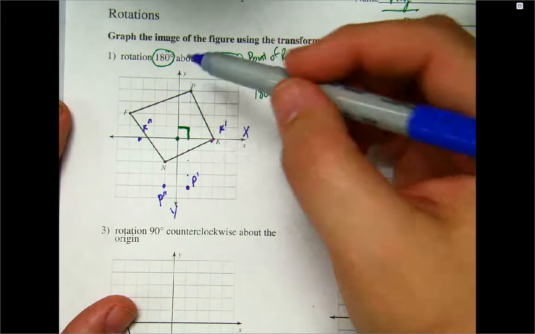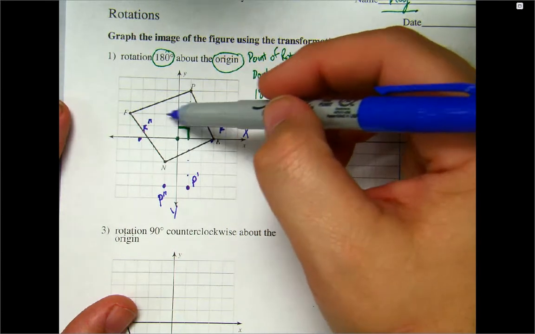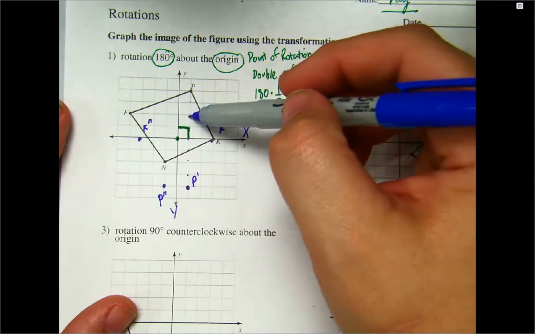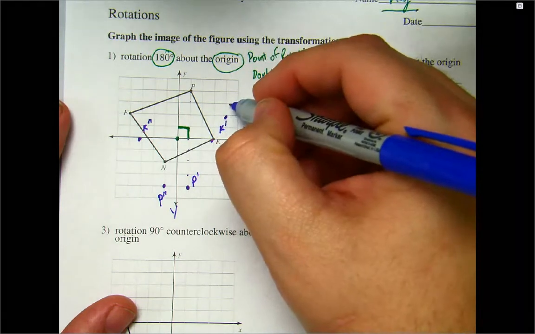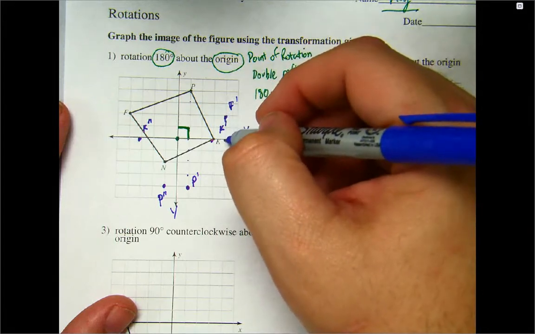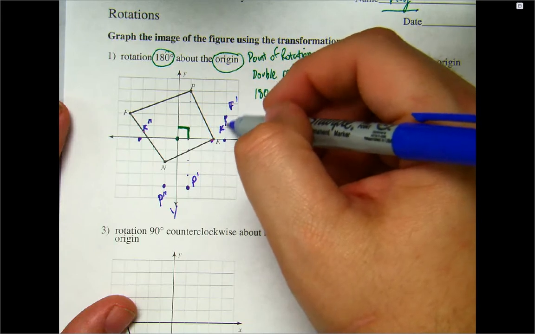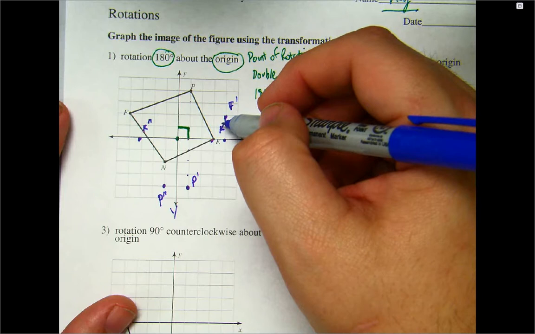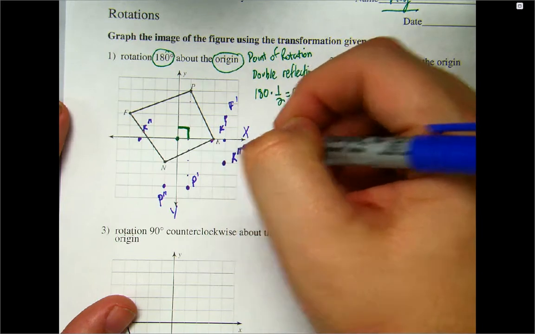Now for F, I get 1, 2, 3, 4. 1, 2, 3, 4 here. So how many to the right? 1, 2, 3, 4. So that would be F prime. Now, how many above am I? Not everybody at once. 2. So I go down 2, there's F double prime.